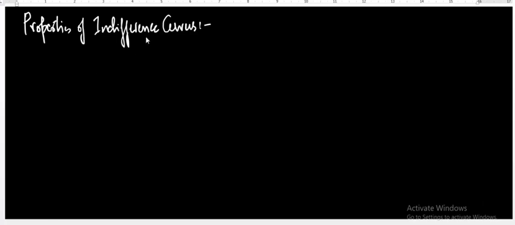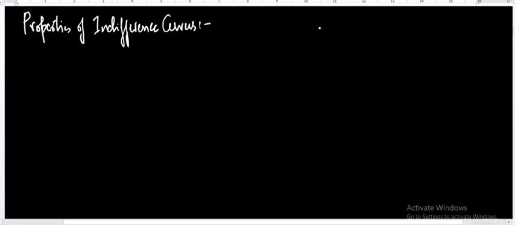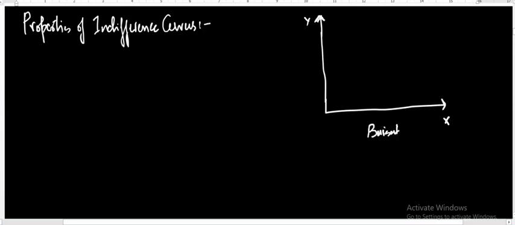Now let me talk about some of the properties of the indifference curve. Let me first make up the indifference curve that we had made previously. This is my x and this is my y. We had taken the biscuits on the x-axis and chocolates on the y-axis, and we got a curve like this.